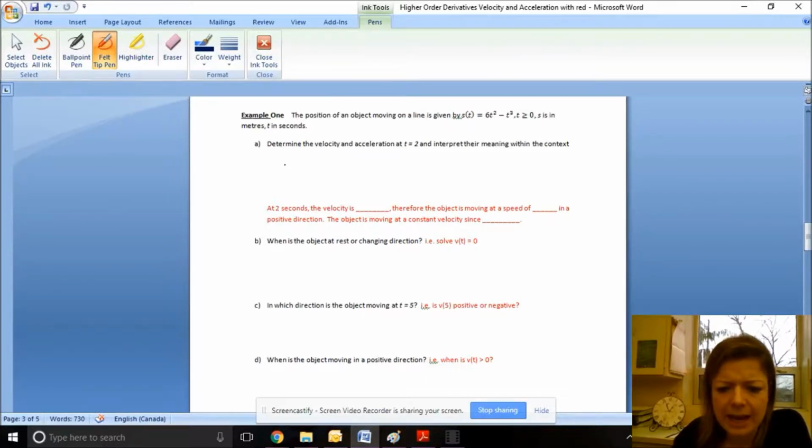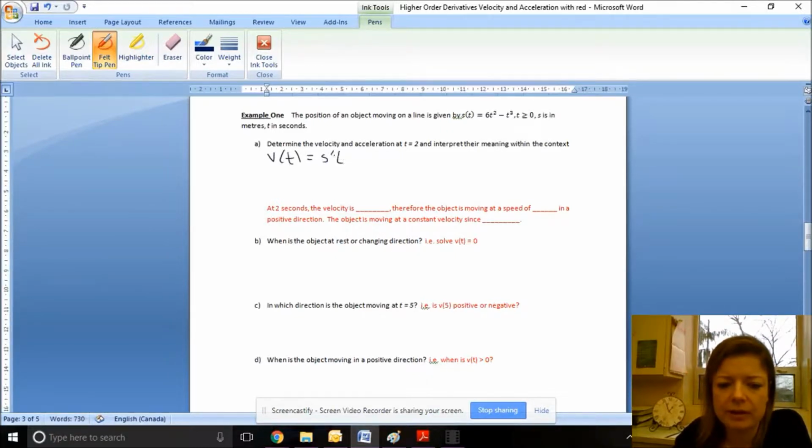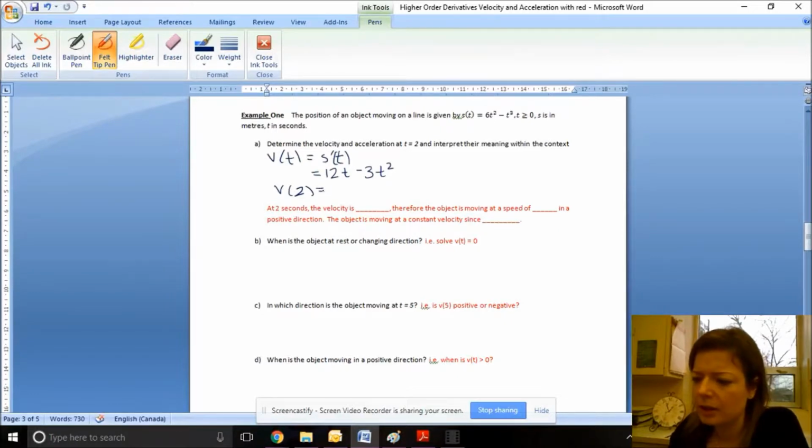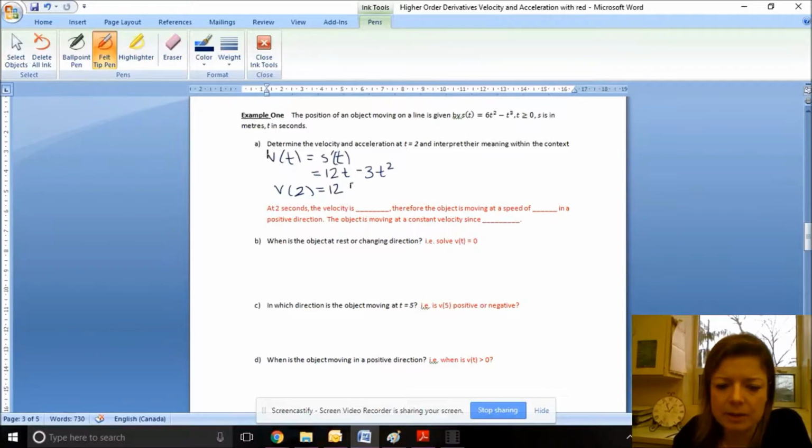So, velocity at 2. First we need to find the velocity function, which is just the first derivative of the position function. So that is 12t minus 3t squared. If we put 2 into that velocity function, we get 12. The units are meters per second because it's a rate of change, the change in y with respect to the change in x.